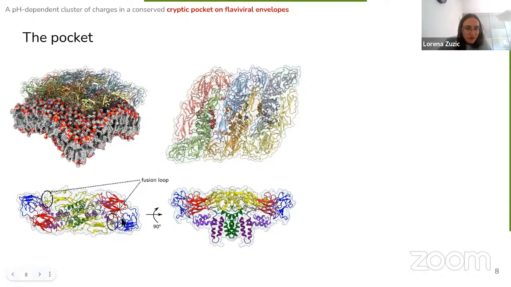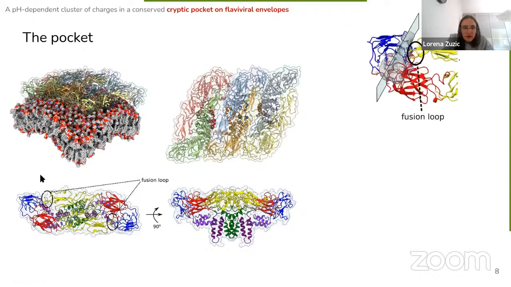These loops that are circled are called fusion loops, and they are very important for the virus to actually do the escape from the endosome. Basically, the virus undergoes conformational change, the fusion loops get exposed, and then they insert into the endosomal membrane, and they fuse the endosomal membrane with the viral membrane, and then the whole nucleocapsid can enter the cytoplasm. So they're the functional elements of the envelope protein.